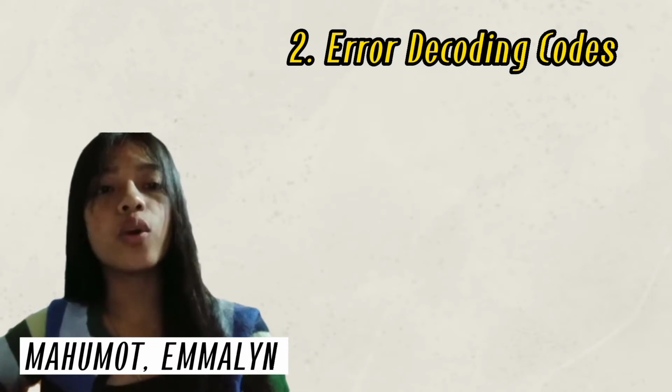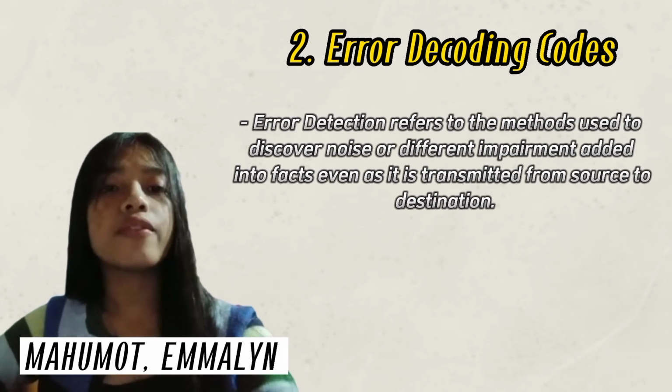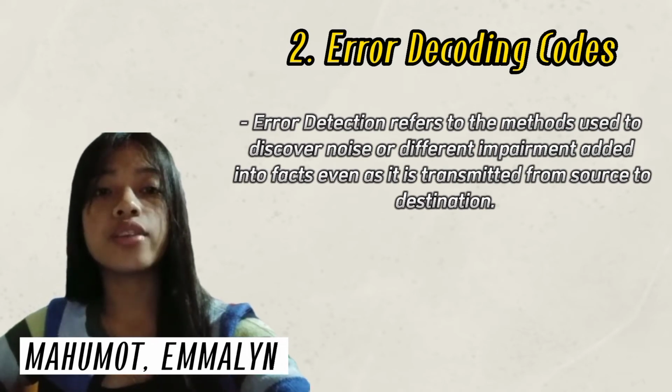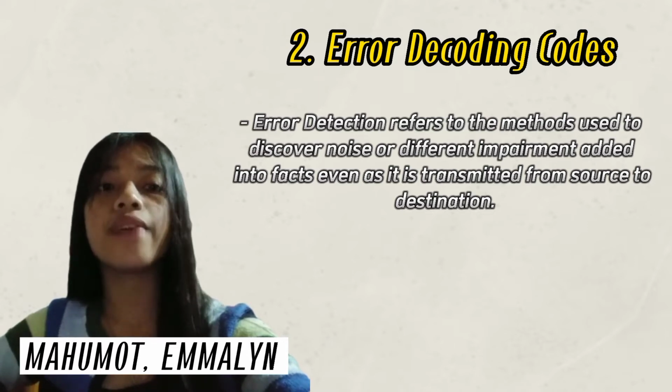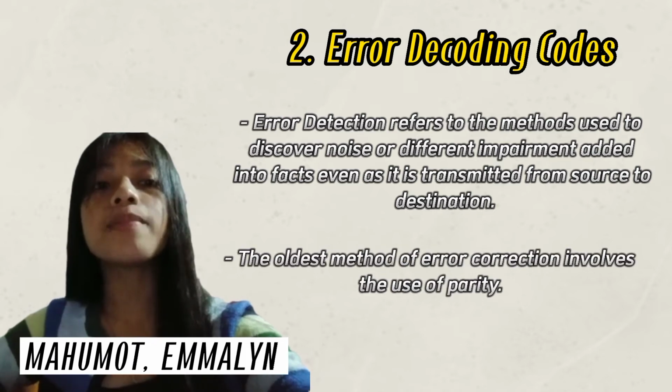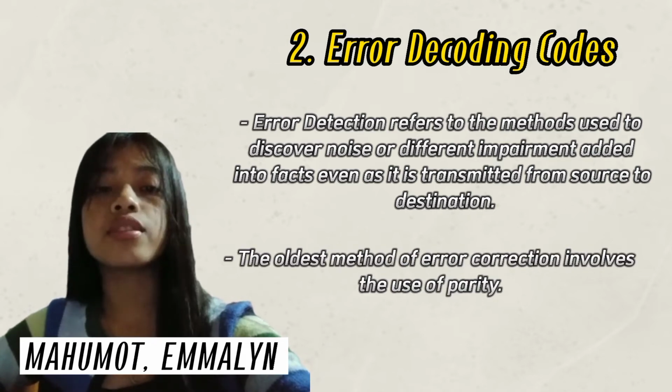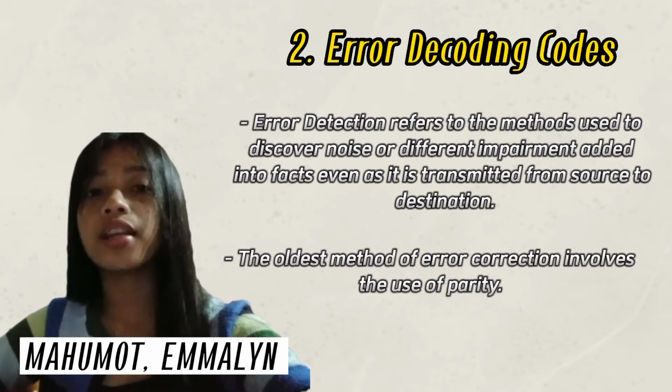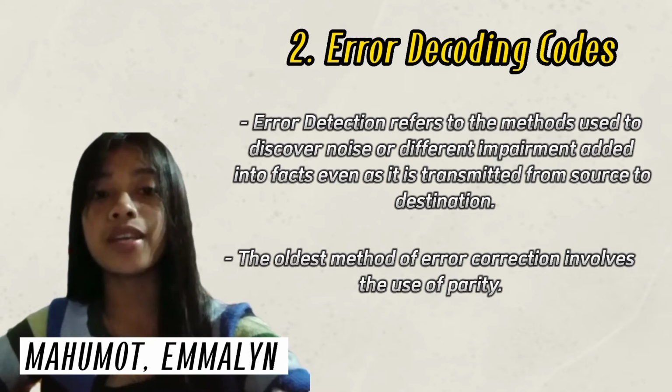Next is the error detection codes. Error detection refers to the method used to discover noise or other impairments added into data while it is transmitted from source to destination. The oldest method of error detection involves the use of parity. It works by appending an additional bit to each character present.